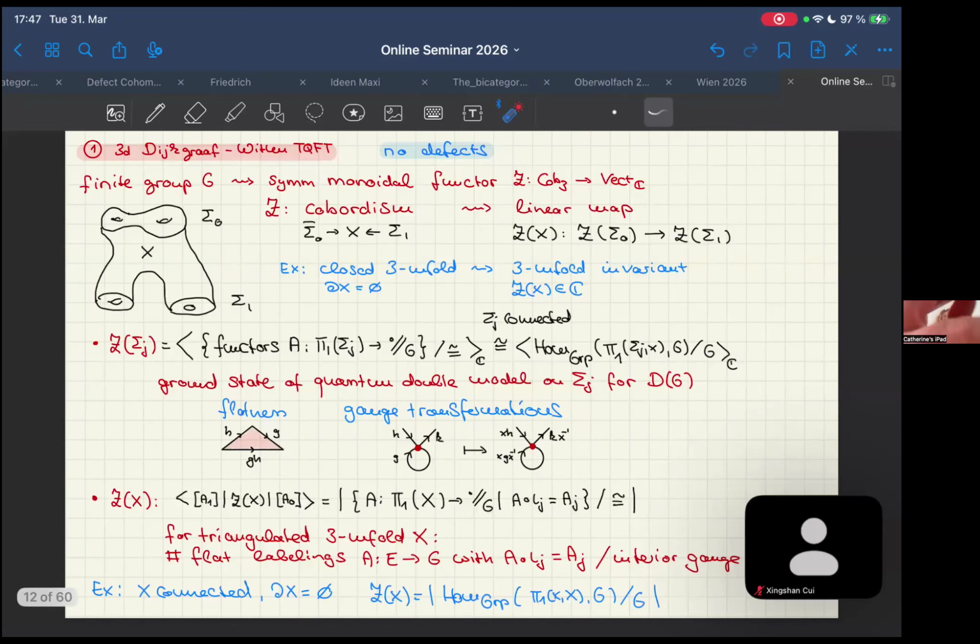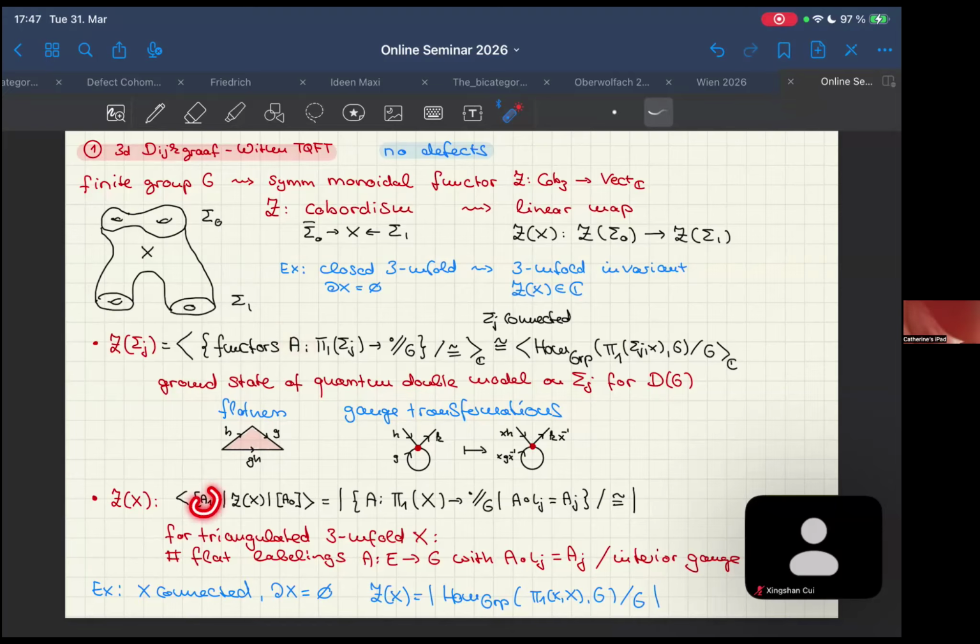And again, if X, the three manifold, is connected and has a trivial boundary, then this is again just given by group homomorphisms, this time from the fundamental group of X into the group G up to conjugation. But here it's not the free vector space generated by those, but it's the number of such group homomorphisms.